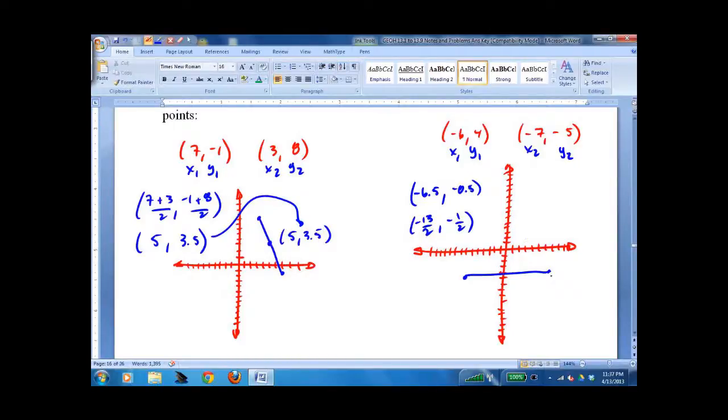Oof, I graphed it completely wrong. Negative 7, 5, negative 6, 1, 2, 3, 4, 5, 6, 1, 2, 3, 4, about there. So the midpoint's about there. And that's it. Use the formula. It's really not that complicated. You should be able to remember it, but you can always graph it too.